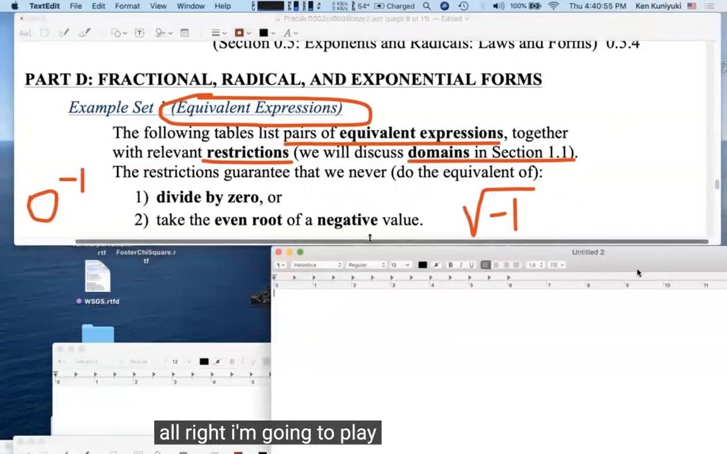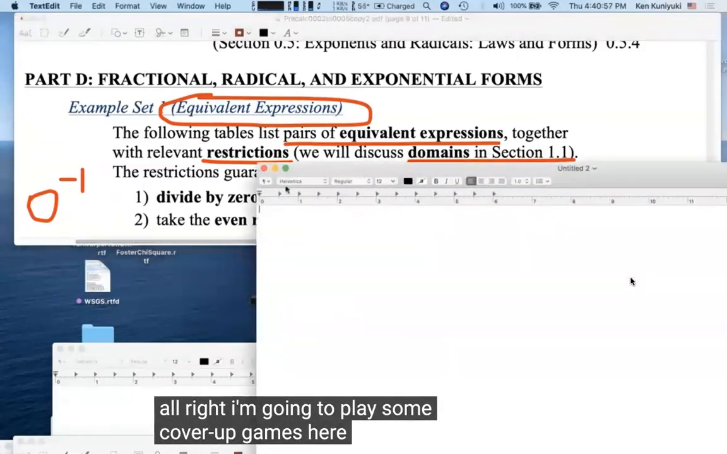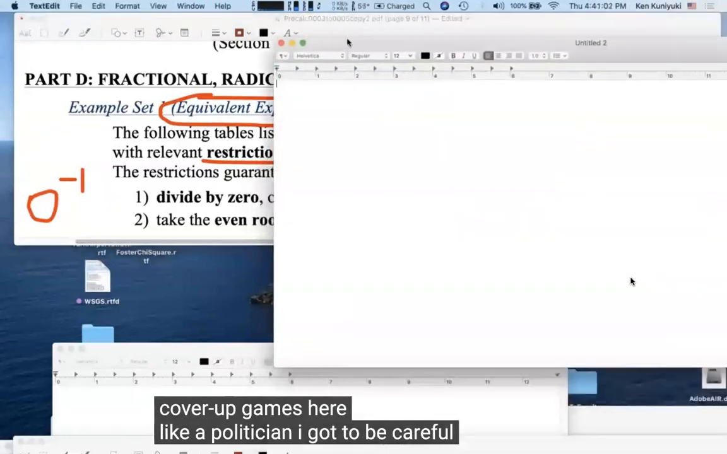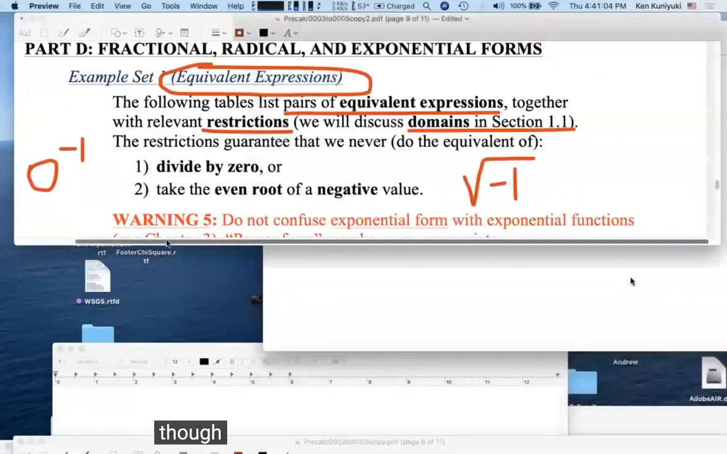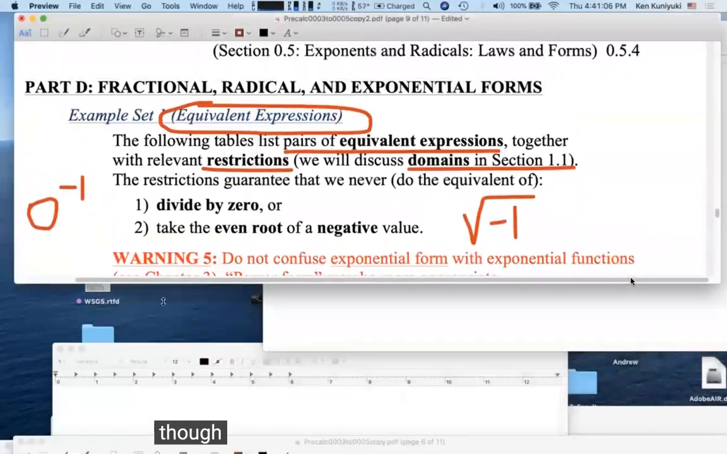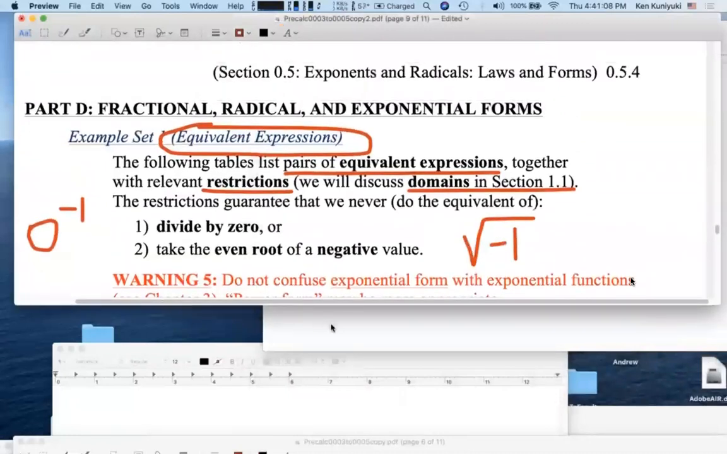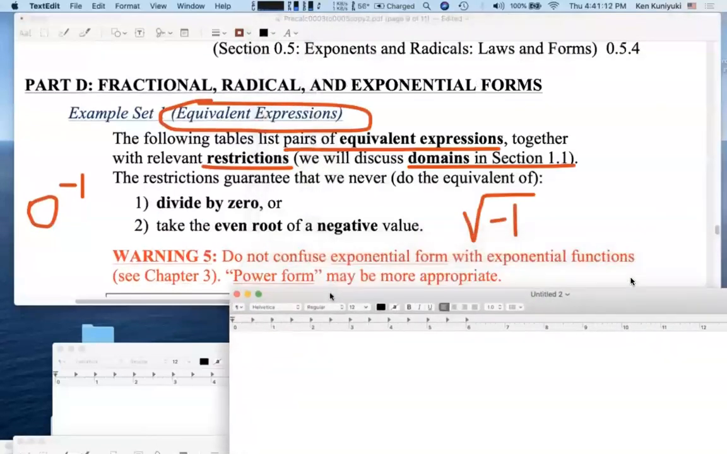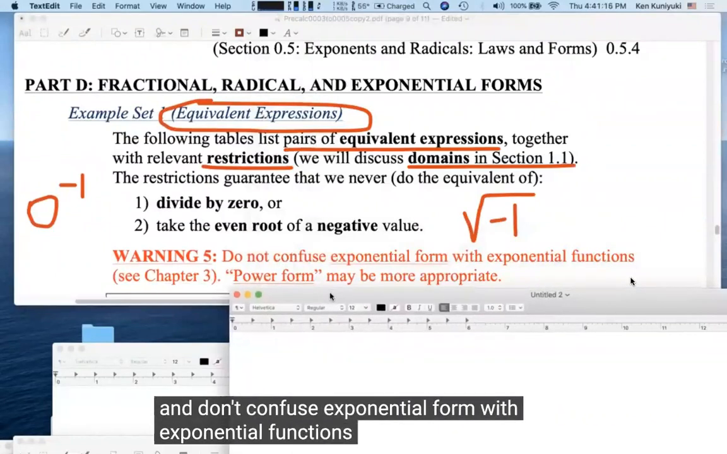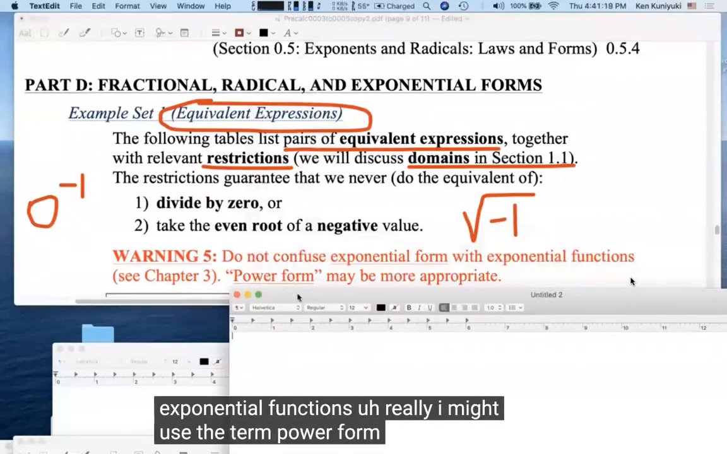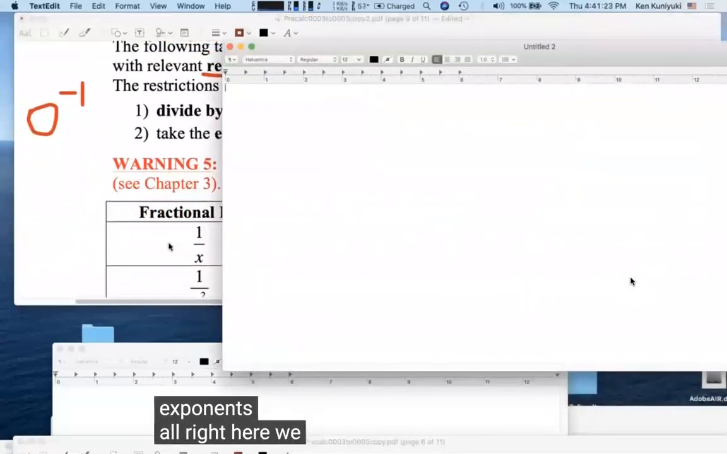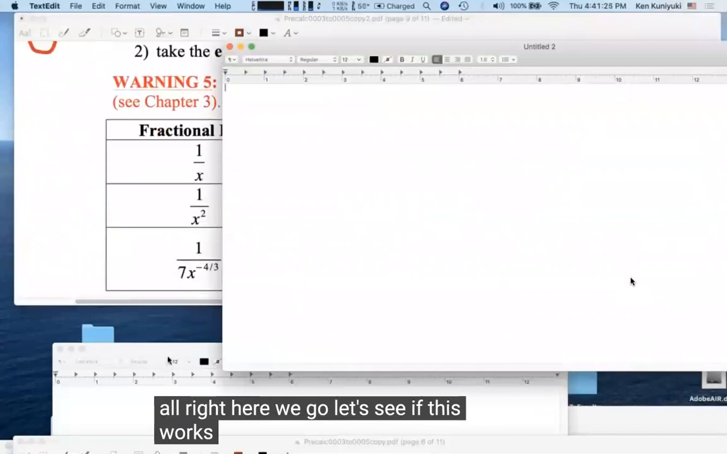All right, I'm going to play some cover-up games here. Like a politician. All right, gotta be careful though. And don't confuse exponential form with exponential functions. Really, I might use the term power form when I'm using exponents. All right, here we go. Let's see if this works.